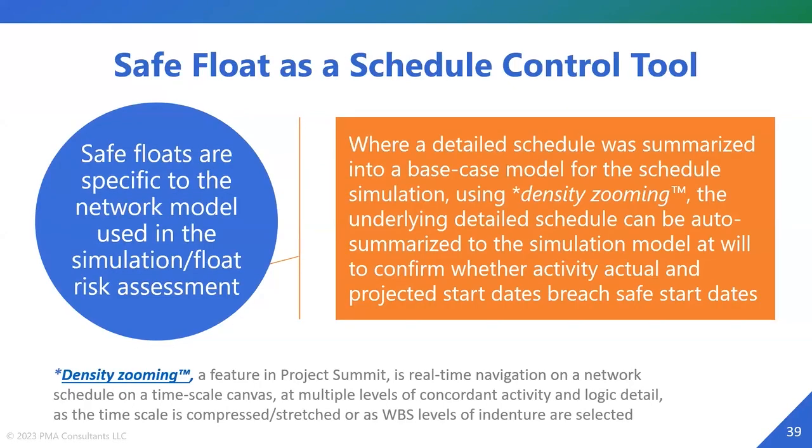Now, if you have a detailed schedule, let's say 5,000 activities, and you're going to risk assess it with your stakeholders, there is no way that you're going to walk into a room with a 5,000 activity schedule. So what do you typically do? You summarize that into a base case model. Instead of 5,000 activities, maybe you have 300 activities. That's the schedule that you range durations on, that you have a risk matrix developed for, and that you simulate.